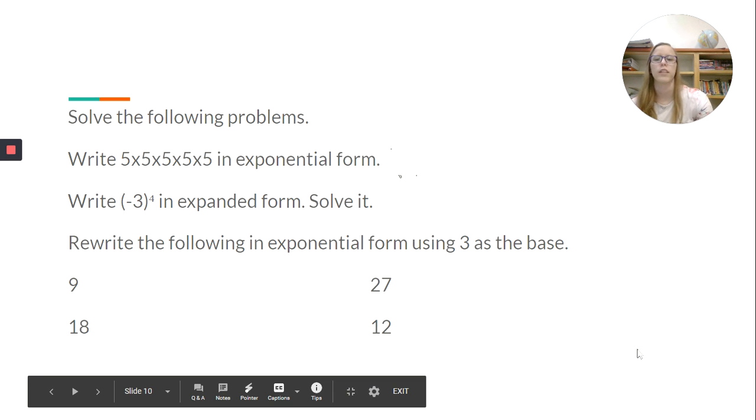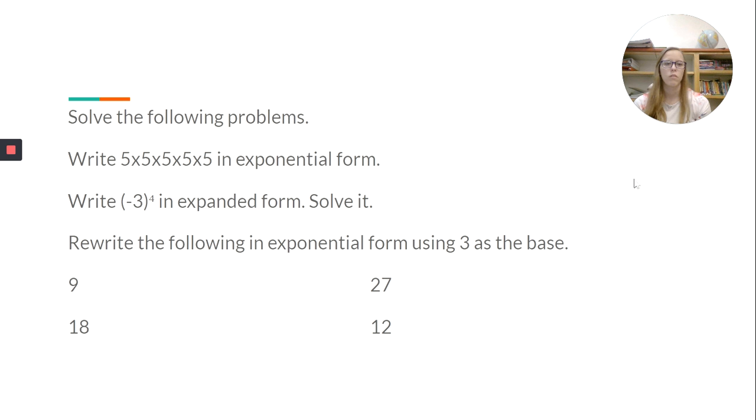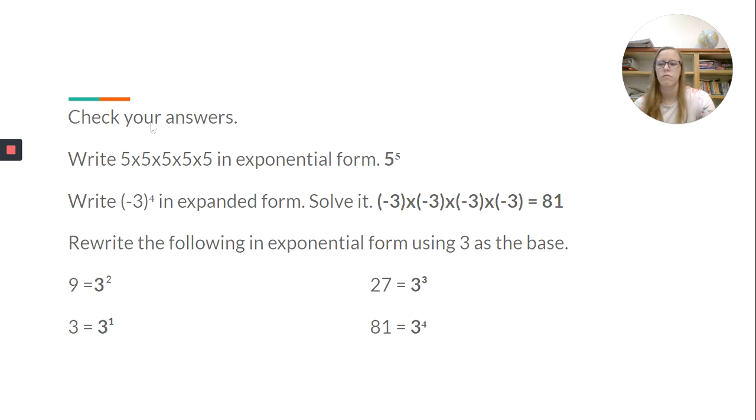So we have some practice problems here. I want you to take your piece of paper, you're going to hit pause on the video, find all the answers, and then hit play to get the answer, okay? So check your answers here. So for 5 times 5 times 5 times 5 times 5 written in exponential form, we have 5 to the 5th power. 5 is our base, and we're multiplying it 5 times.